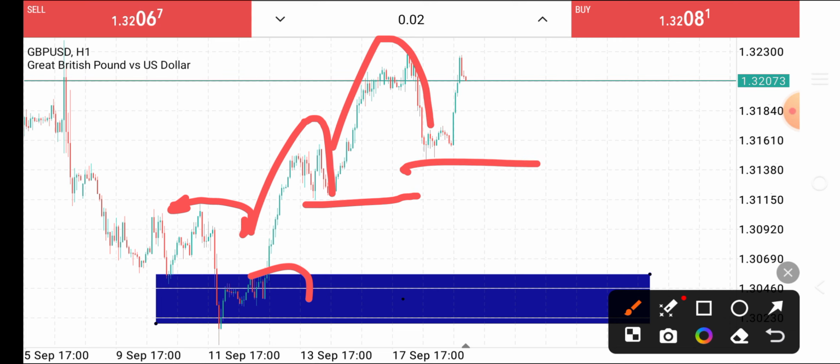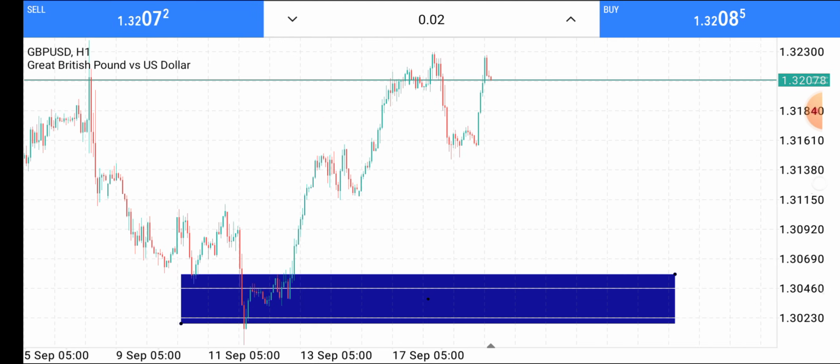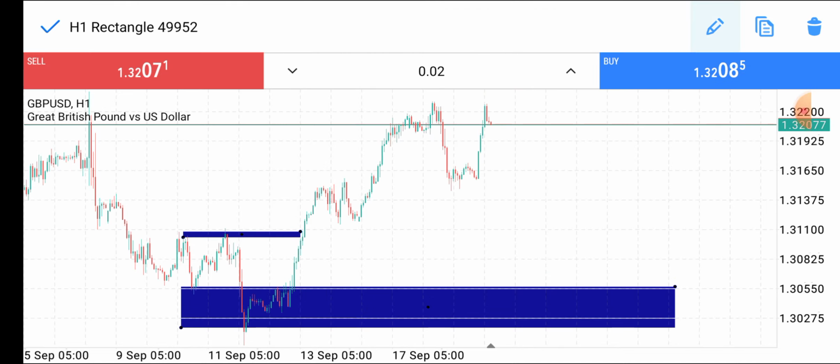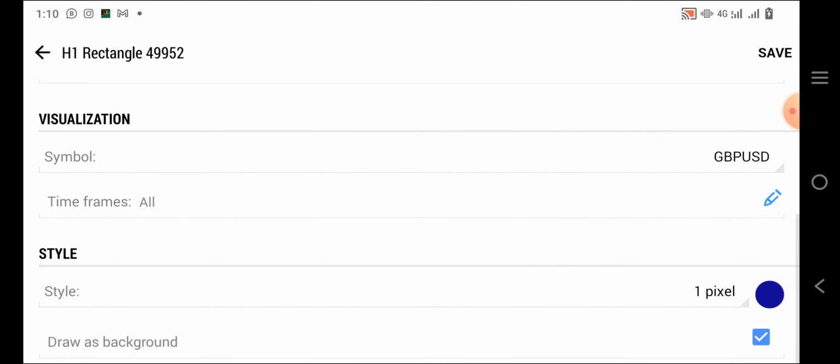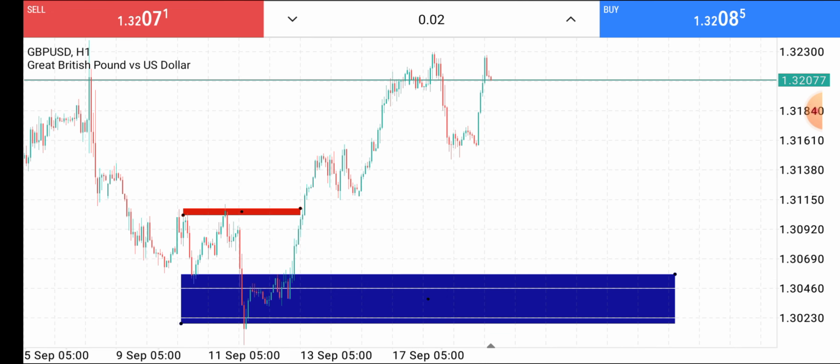But let's work with the first one. So the first change of character is this one. I'm going to mark it. You can label it so that each time you come back to this chart, you will always remember that was a change of character. That's my change of character.